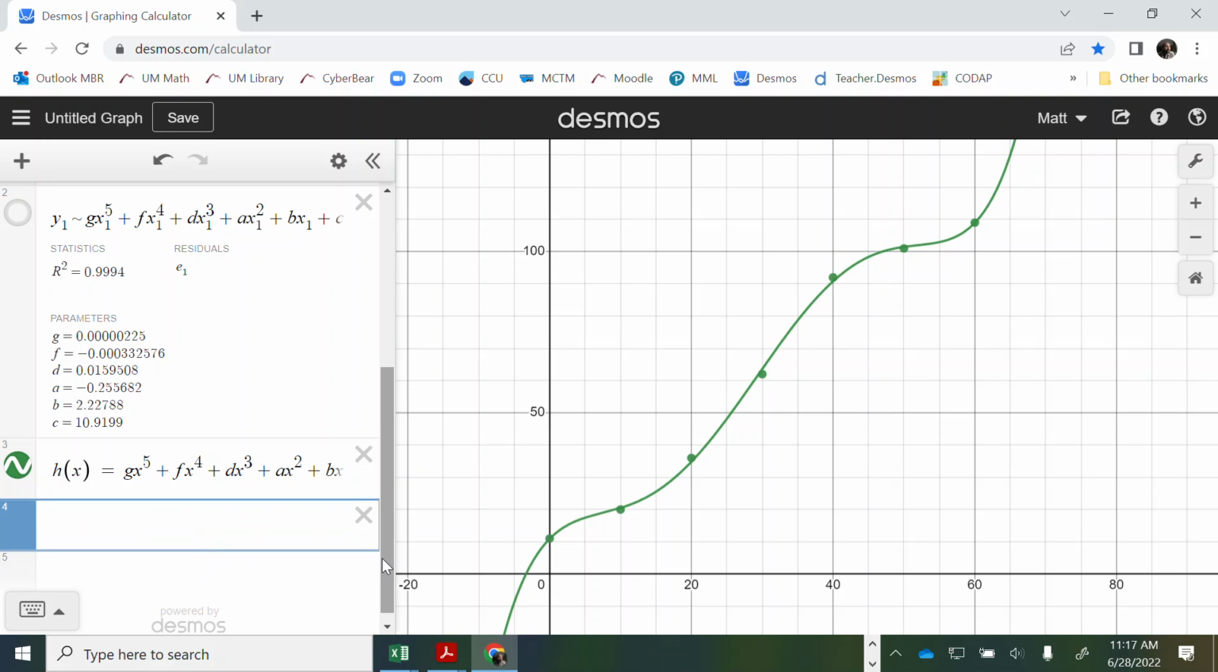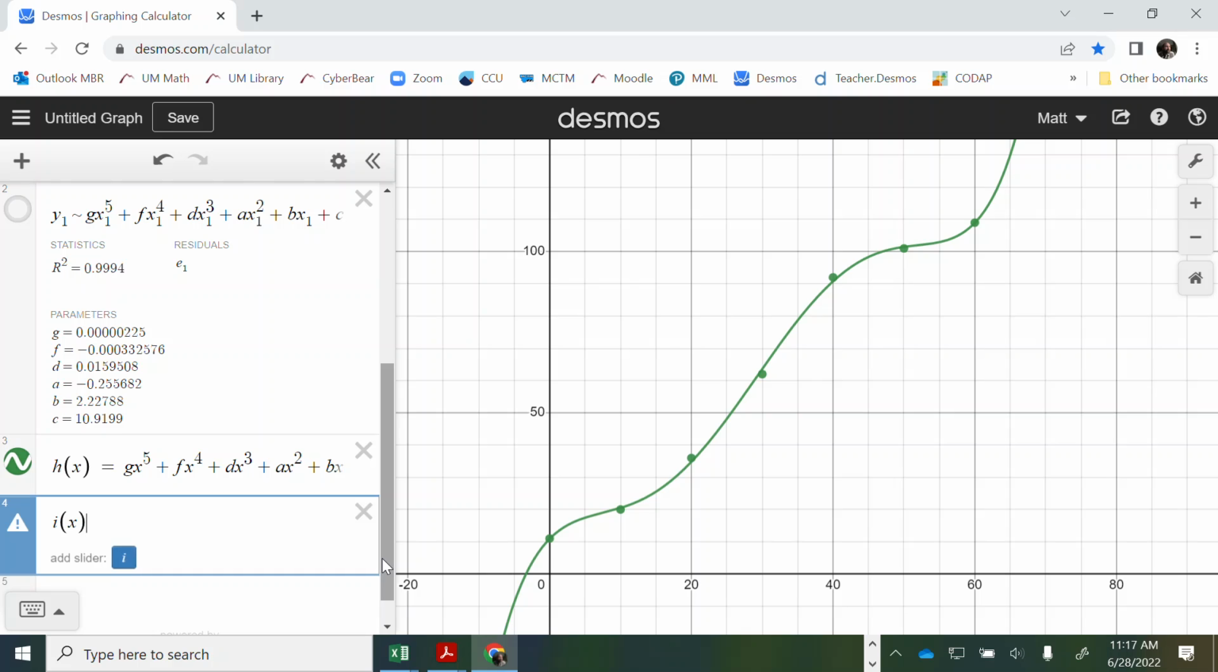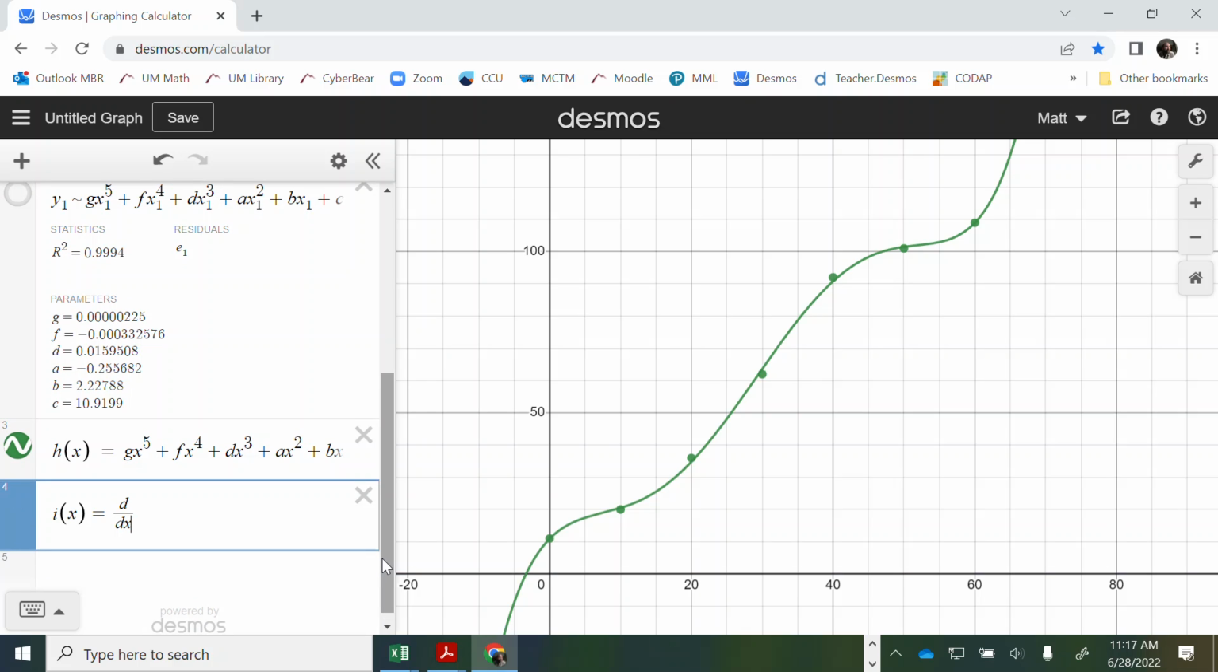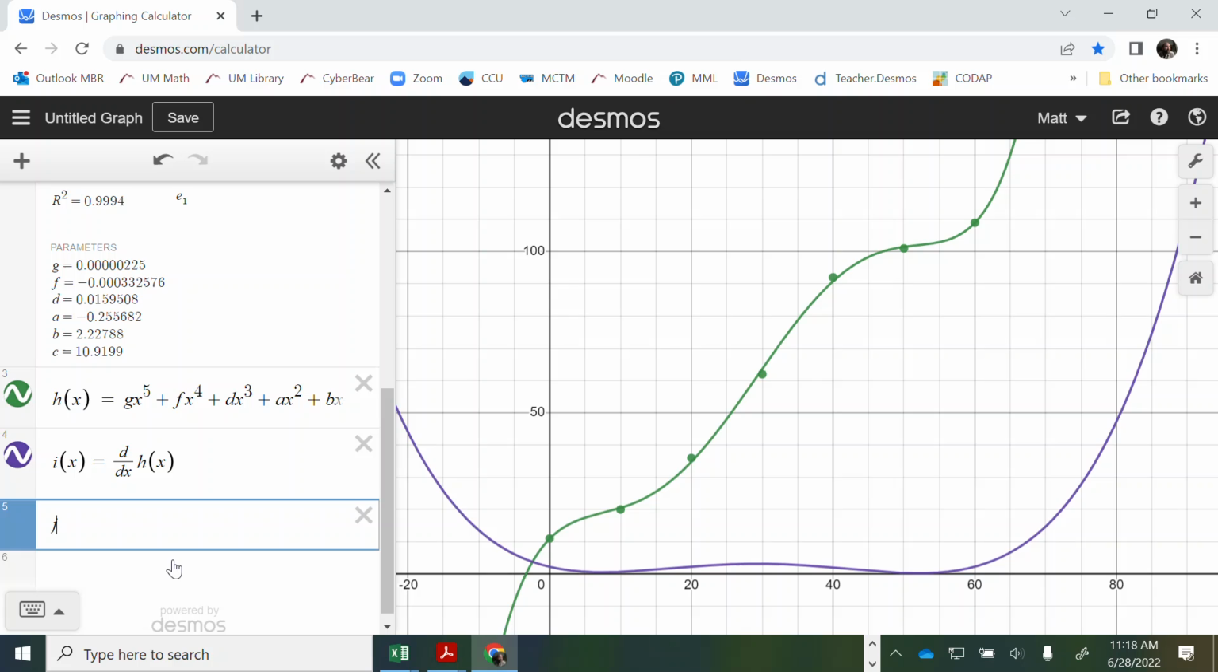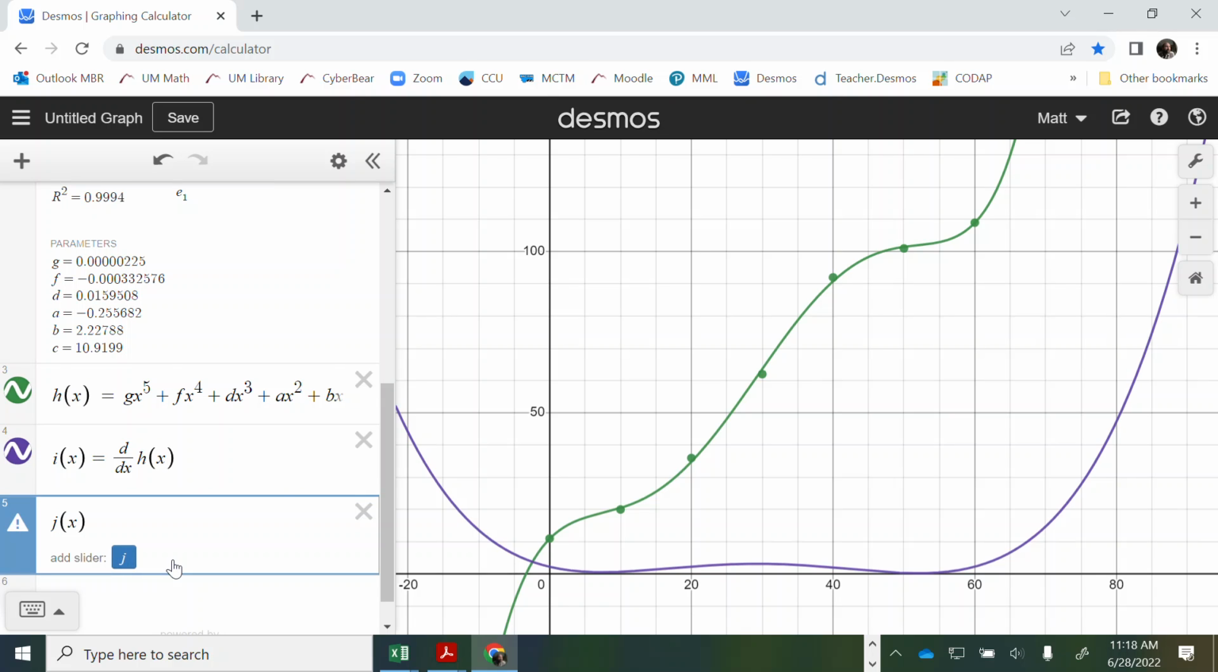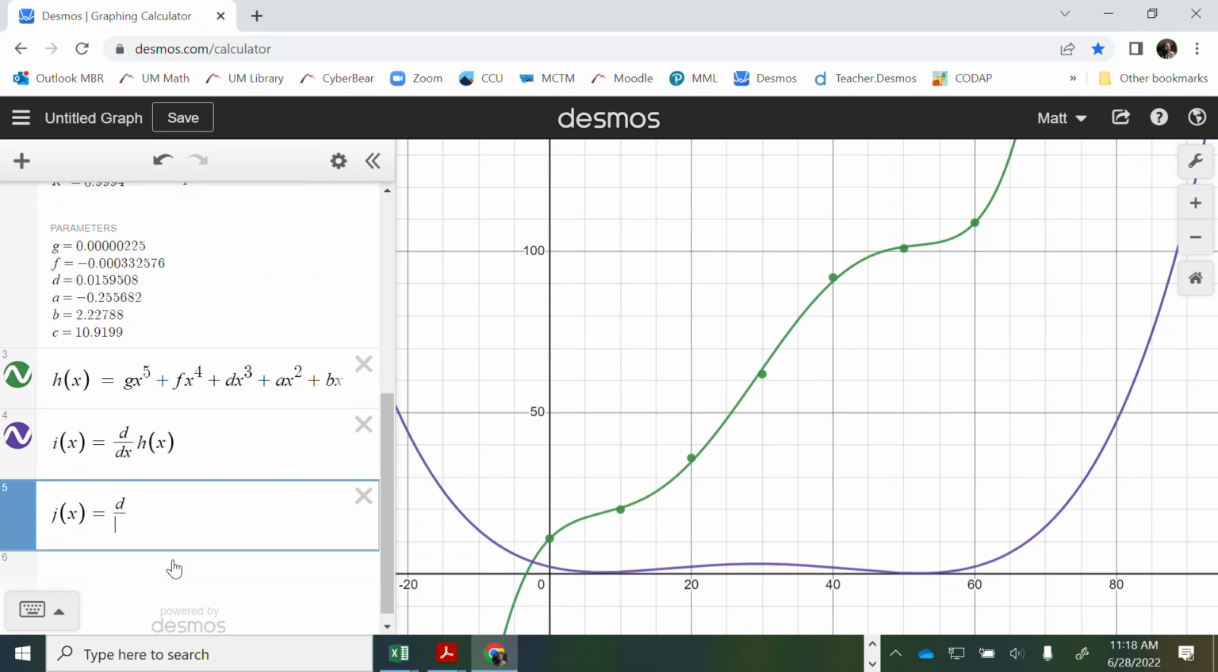But what's kind of neat here is that we can then take a look at what the derivative looks like. So we can call h, I don't know, let's call it I of x, equal to d by dx of h of x. And so there's a picture of the derivative function. That could be your first derivative, and then j of x could be equal to the second derivative, so that'll be just d by dx of I of x. And we get a sense of these two functions and what they look like.